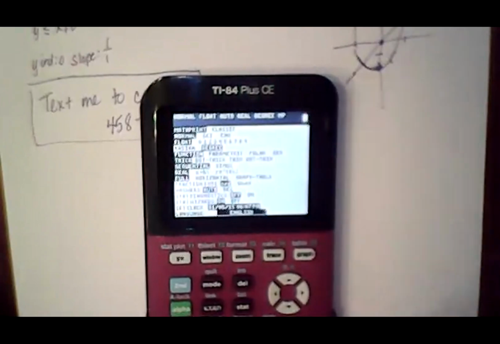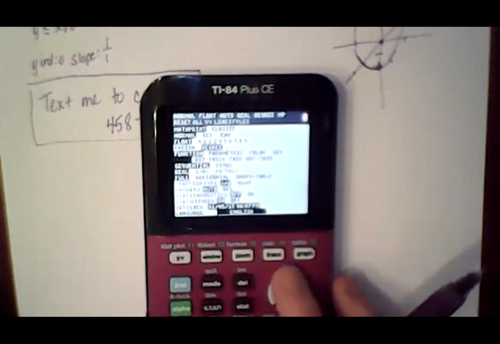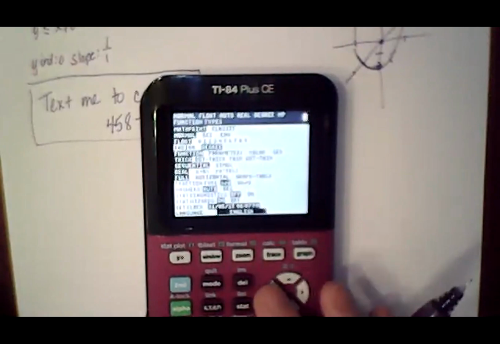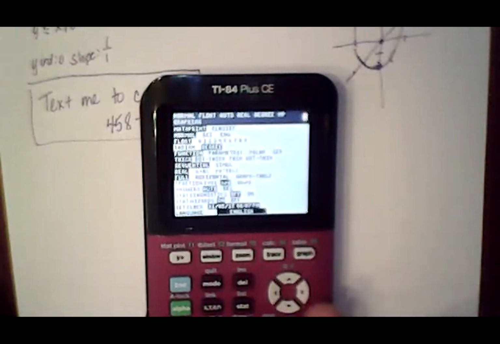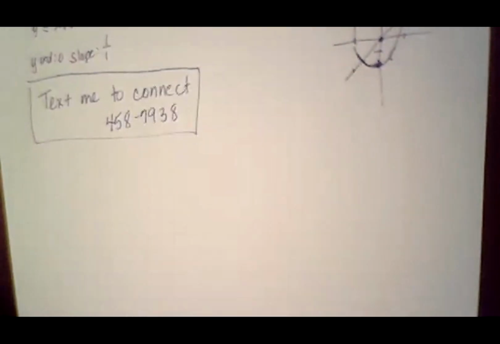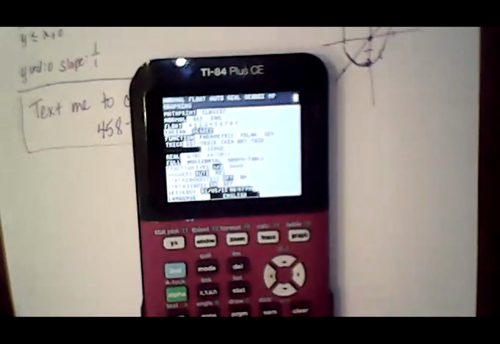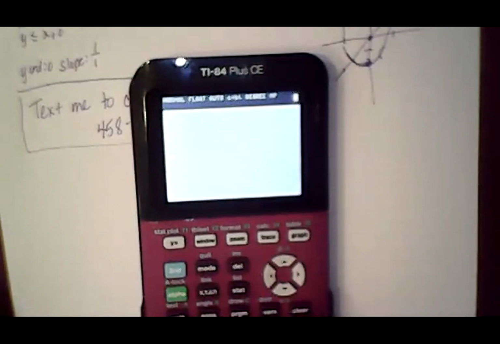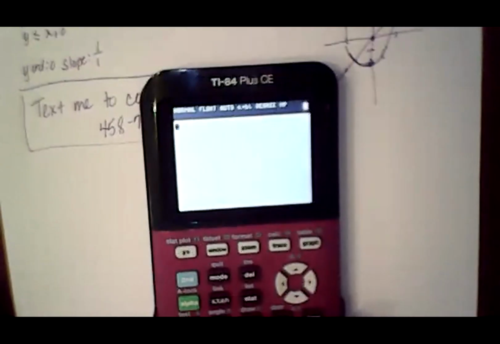But I press the mode button. I can go down here to function. I can put it in polar form if I want. I can also change... You got to pick it up to be able to see it. And then right below that where it says real, I can also change it to A plus BI form. So that will allow me to put in A plus BI.